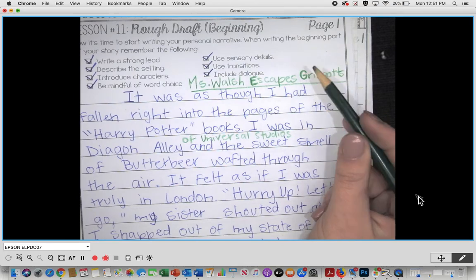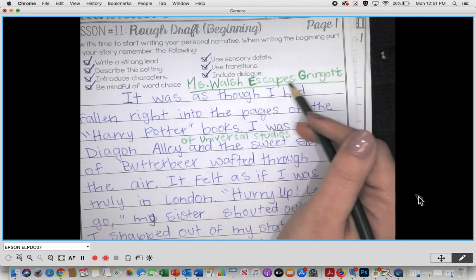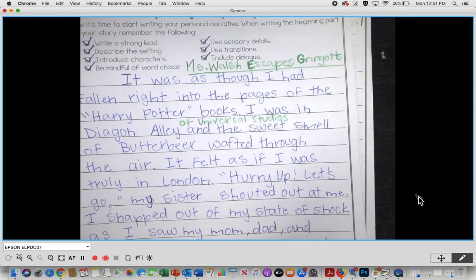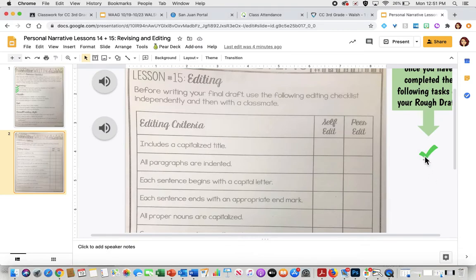And again, I'm using a different colored pencil or pen to mark any corrections that I made. So now I can go back to my editing list and I can check it off.